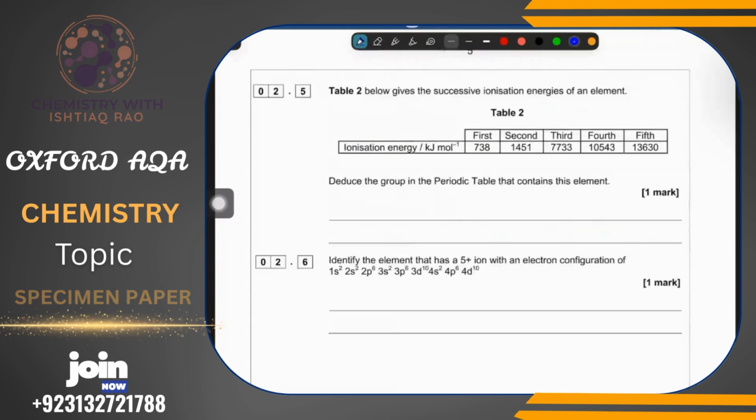Okay, good one. Deduce the group in the periodic table that contains the element. So the largest difference is between the second and third, so I think it's in the second group, right? 1400 to 7000, 7000 to 10,000, 10,000 to 30,000. Yep, it's in the second group. It's of 1 mark. So the group number is 2. Group 2.